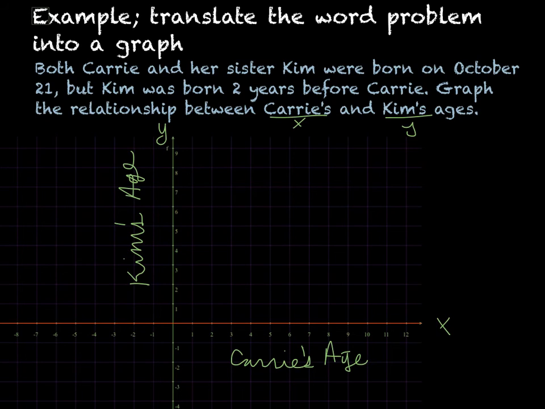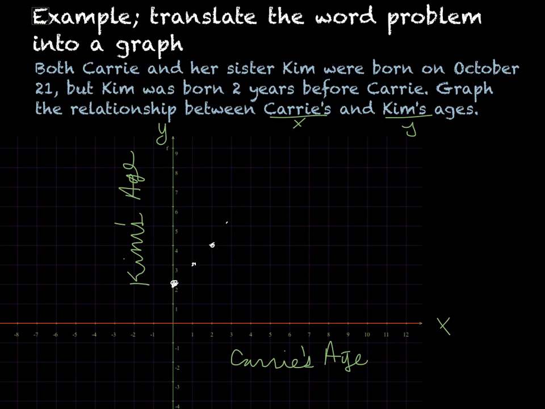Well, we know Kim was born 2 years before Carrie. So when Carrie is first born, Kim is 2. So we're going to have a point on there. And then when Carrie is 1, Kim is going to be 3. Because Kim is always going to be 2 years older than Carrie. So when Carrie is 2, Kim will be 4. And so on. So it'll continue like that.